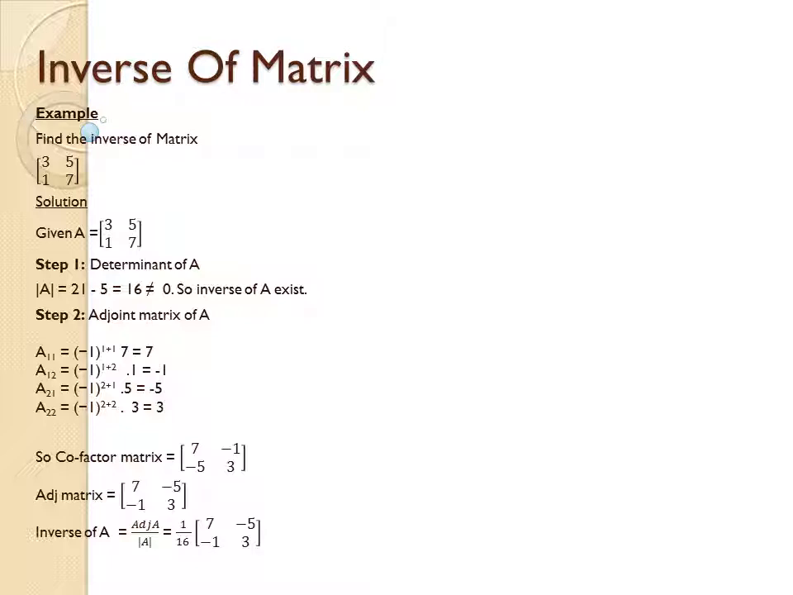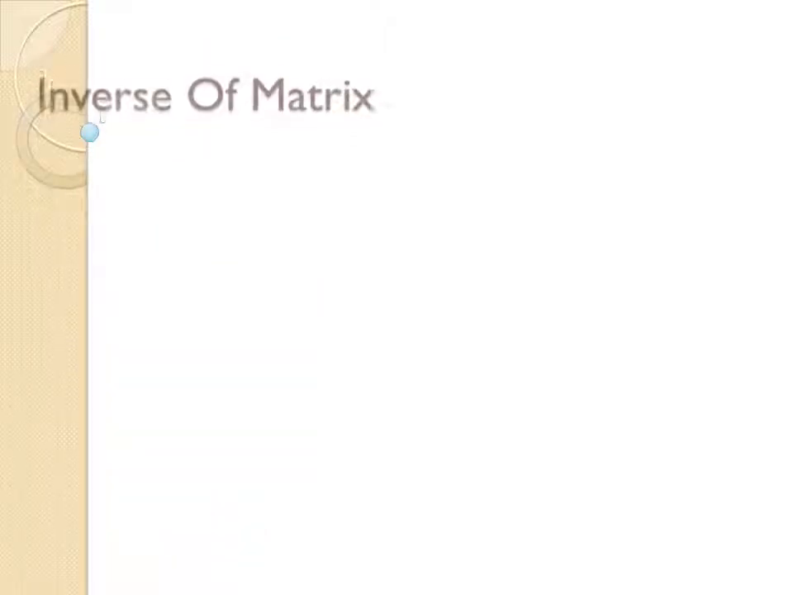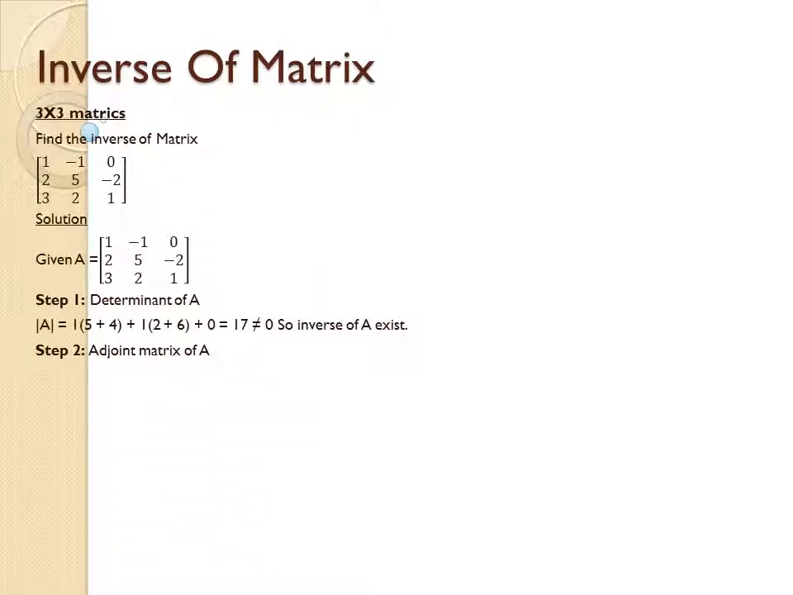Okay. So, 3 cross 3 matrix. Find the inverse of the matrix 1, minus 1, 0, 2, 5, minus 2, 3, 2, 1. So given A equal to 1, minus 1, 0, 2, 5, minus 2, 3, 2, 1. First step, I have to find out the determinant of A. How to find out the determinant of A?